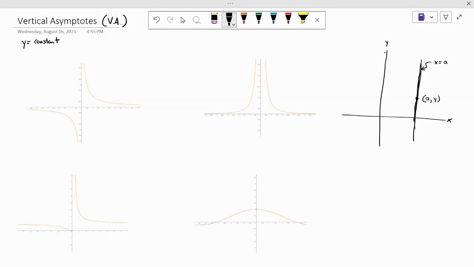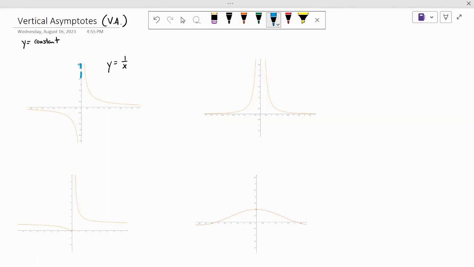Okay. We have 4 graphs here. And what we want to do is make some observations about these graphs. Right, so the first graph is the graph of the equation y equals 1 over x. And we notice that x equals 0 is indeed a vertical asymptote here.